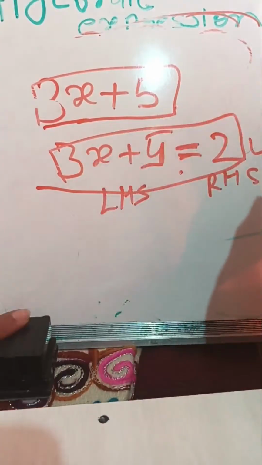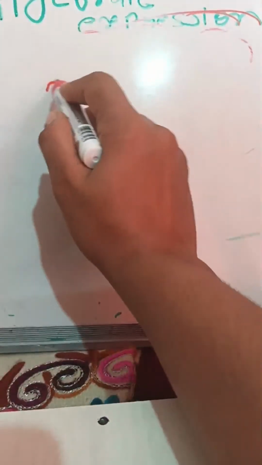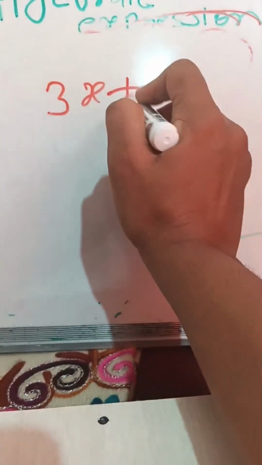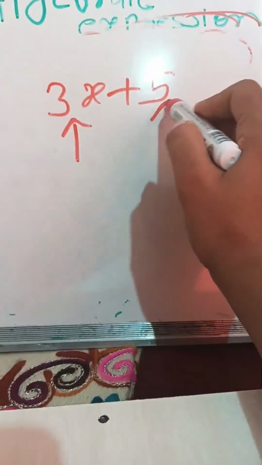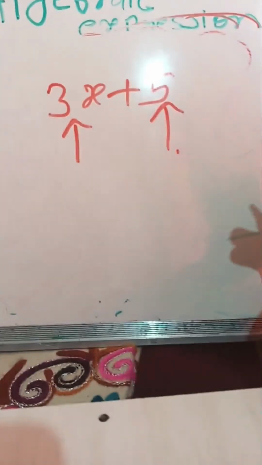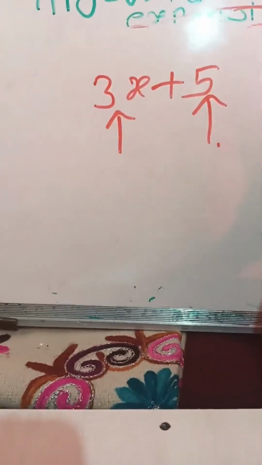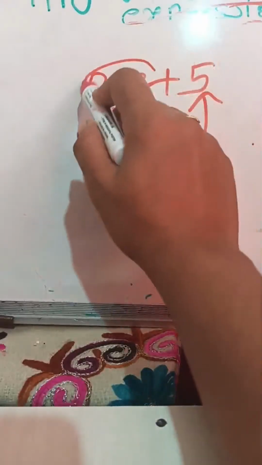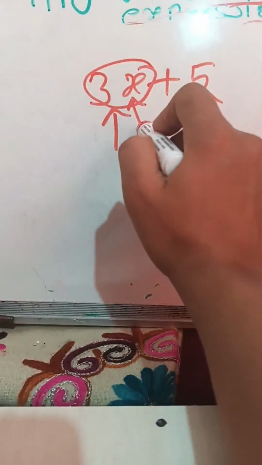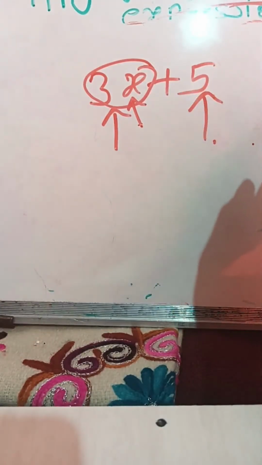Now if anyone asks how many terms are there in this expression, we'll again write 3x plus 5. How many terms are there? Here we have 2 terms, 1 and 2. After the number of terms they can ask which is your variable term and which is your constant term. So 3x is your variable term because it has an x and the value of x can change, and 5 is our constant term. Clear?